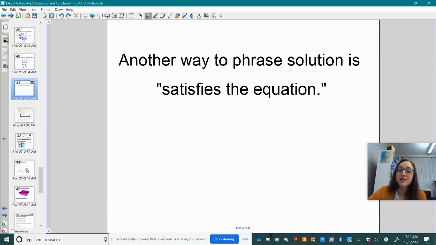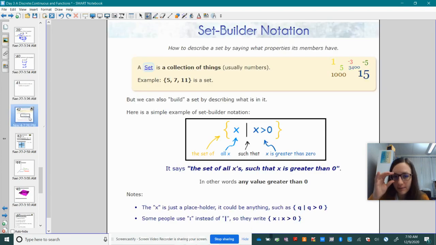Another way to phrase the solution is satisfies the equation. So you may hear that too. This is just notation. So a set is a collection of things, usually numbers in math class. So for example, our set of numbers is 5, 7, and 11. We have commas, we have the braces.